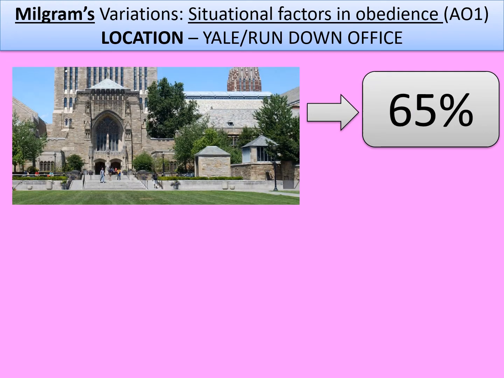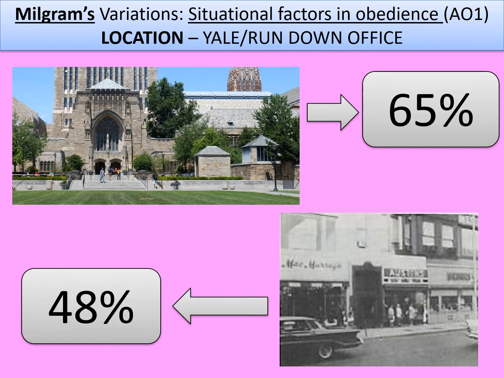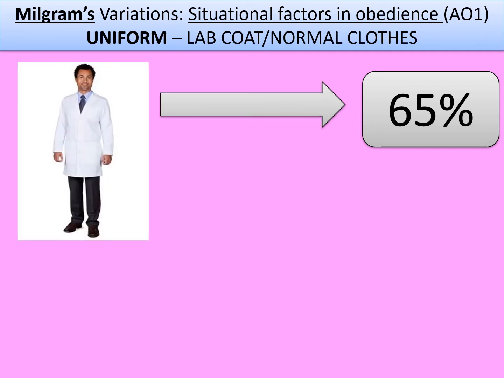The second variation is called location. That picture there is Yale University, which was the original location in the baseline experiment. We know that obedience was 65%, but when they changed the location to a rundown office in Connecticut, obedience dropped to 48%. So there's something about the prestigious location that acts as a factor that will affect obedience. The institution you're in, the place that you are, if it carries prestige, then you are more likely to obey.